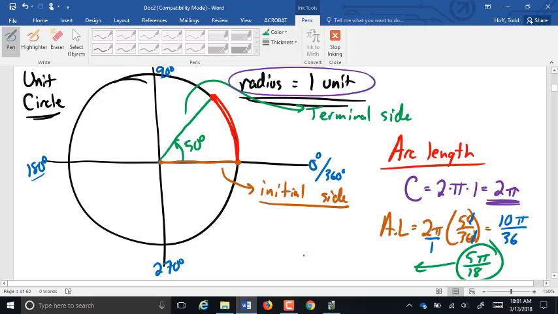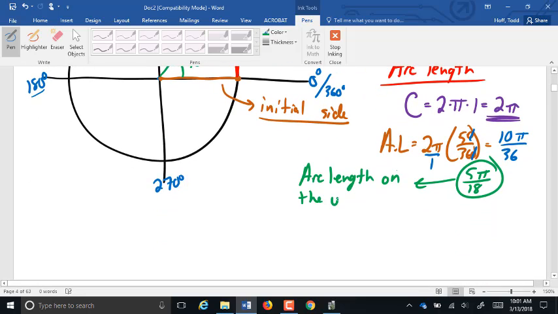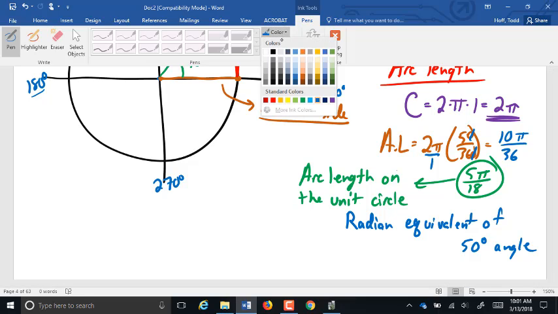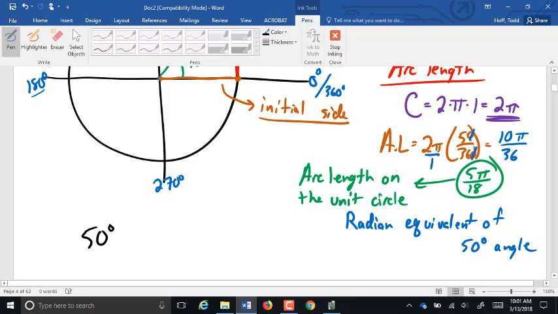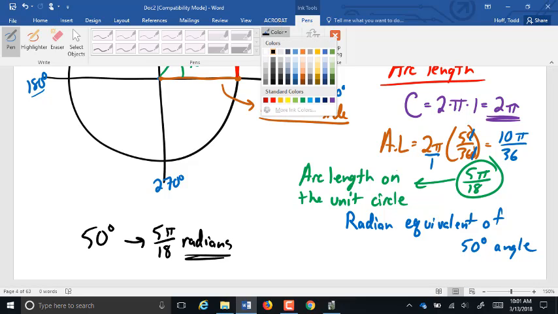The length of that arc, length on the unit circle, is defined to be the radian equivalent of that angle. In this case, it's a 50-degree angle. So what that is saying is a 50-degree angle is equivalent to saying that it is 5 pi over 18 radians. And that's just an alternative way of measuring angles, measuring them in radians rather than degrees.